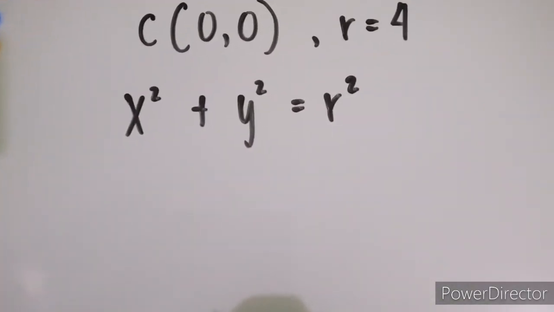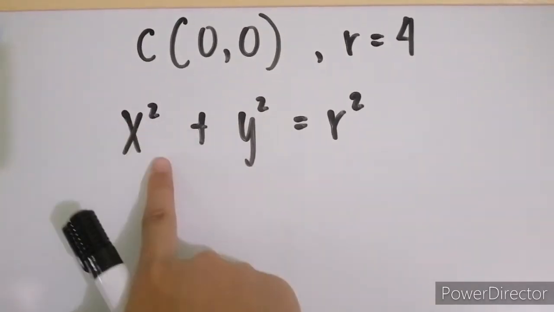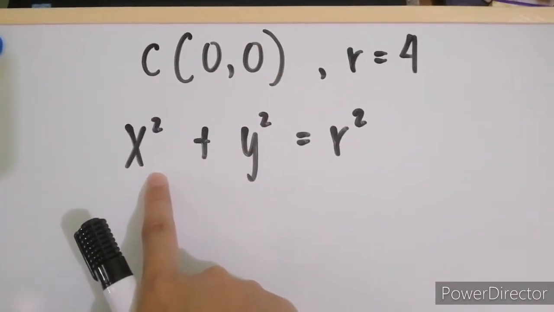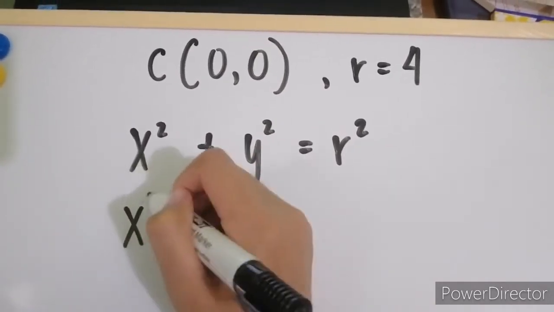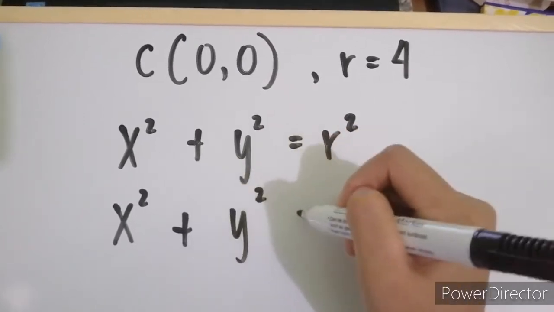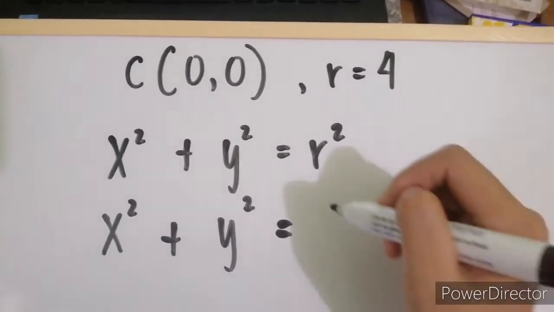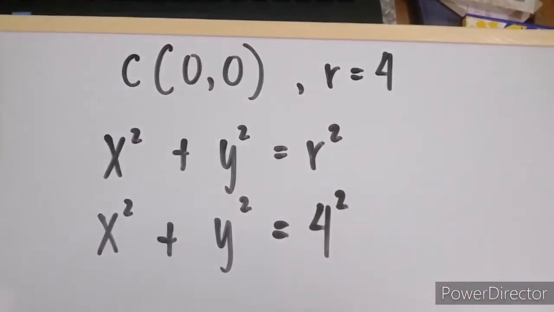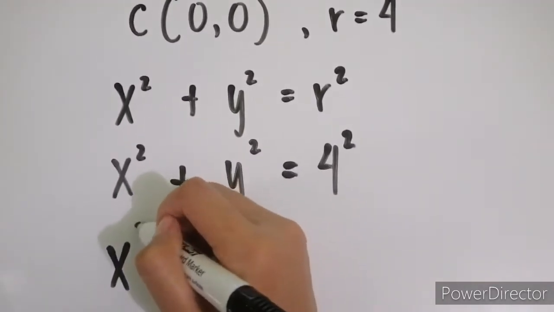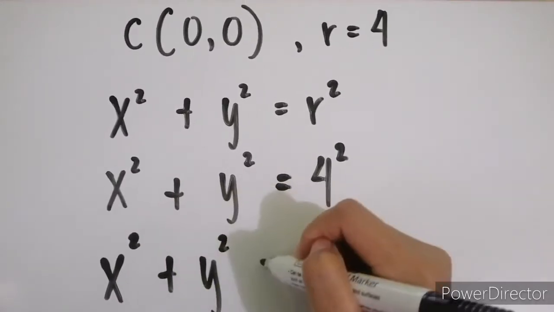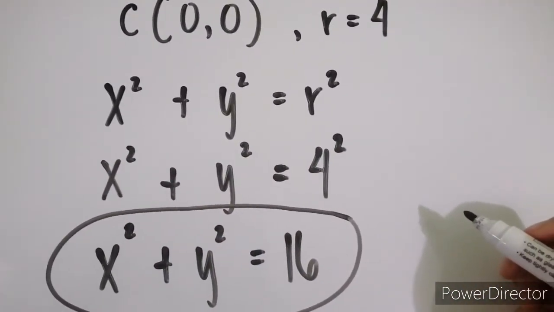Since the center of the circle is at the origin with coordinates 0 and 0, we are going to use this equation. So you just copy the x squared plus y squared because its coordinates are just 0. So we will have here x squared plus y squared is equal to, our radius is 4, so we are going to replace r with 4. 4 squared. Now take note, 4 squared is 4 times 4. We will have here 16. x squared plus y squared is equal to 16.